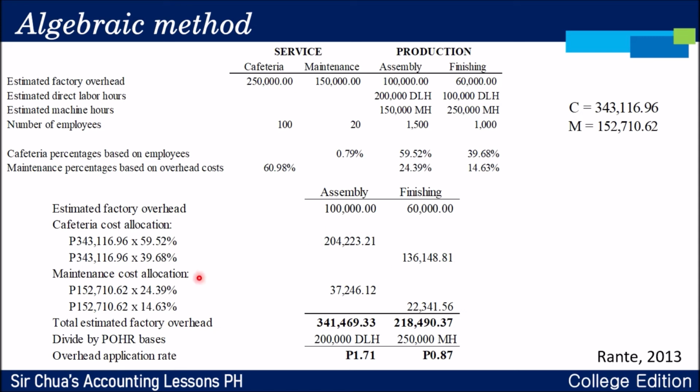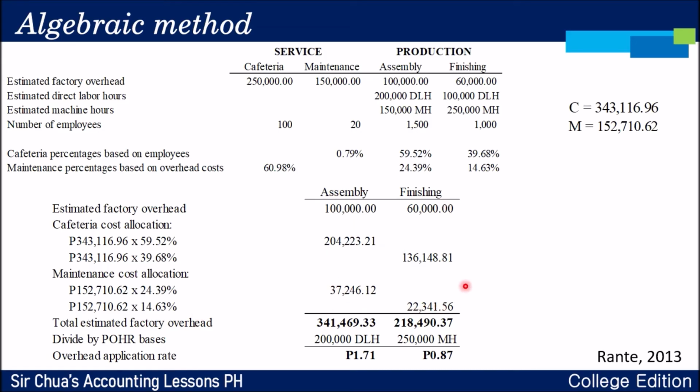Okay? Pag maintenance cost naman po, ito po yun, 152,17.62. Mumultiply po natin siya sa maintenance percentage ng overhead based sa assembly, which is 24.39%. And then again, 152,17.62 times 14.63%. Saan po galing yan? Maintenance percentage naman po na related sa finishing, 14.63%. Perform nyo lang din po yung percentages.